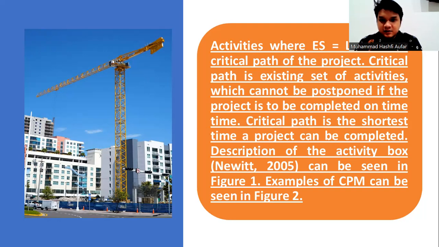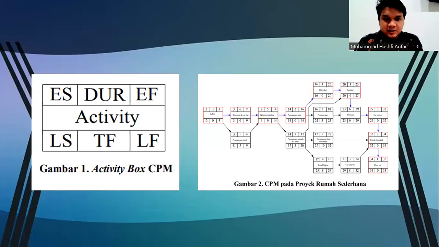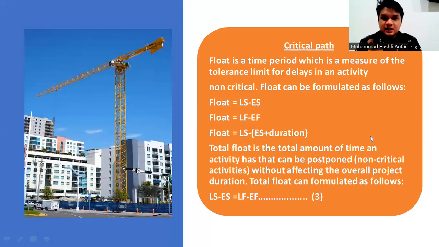A description of the activity box can be seen in figure 1. An example of the network can be seen in figure 2. Here are figure 1 and figure 2 about the network.